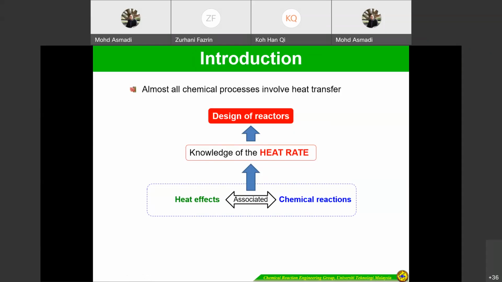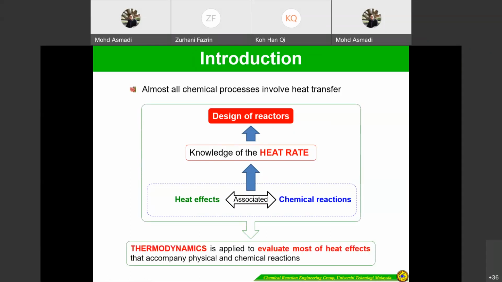If you need the knowledge of heat transfer, it should be the association between thermodynamics and also chemical reaction. Heat effects of course we call thermodynamics. So the knowledge about thermodynamics is important to evaluate the heat effects, where the heat of combustion, heat of reactions, right? What else? Heat of formation. Heat of formation is important for the calculation of heat of reaction.